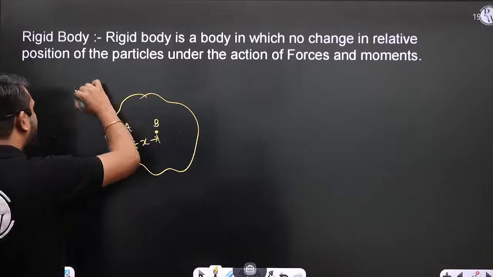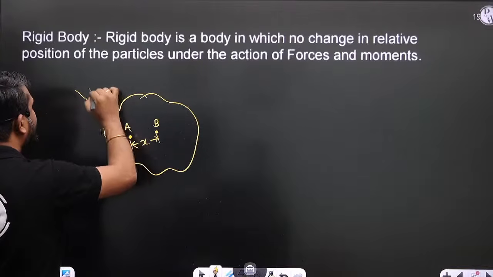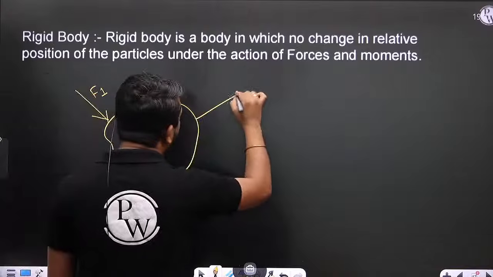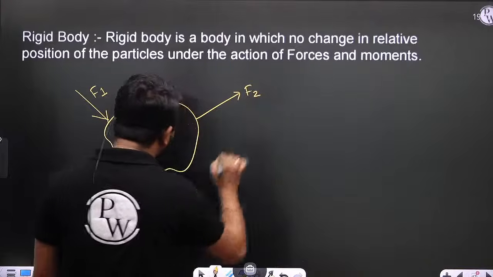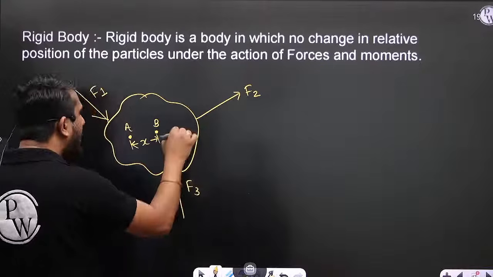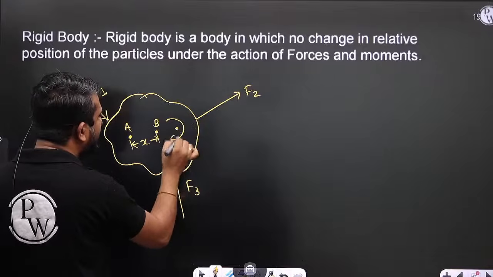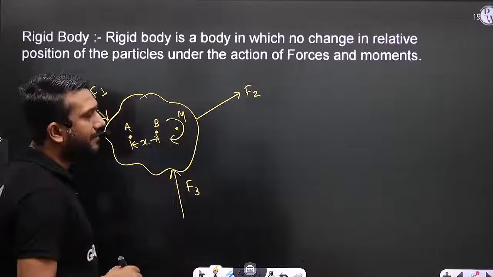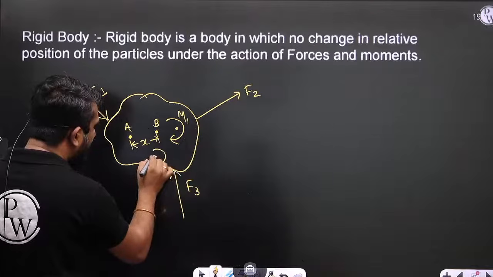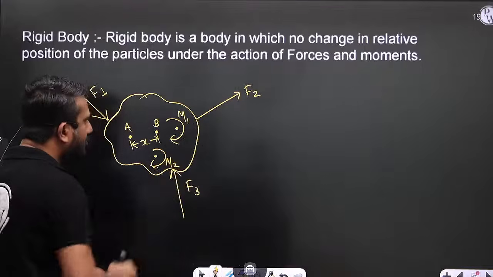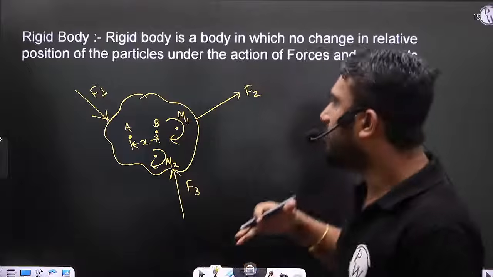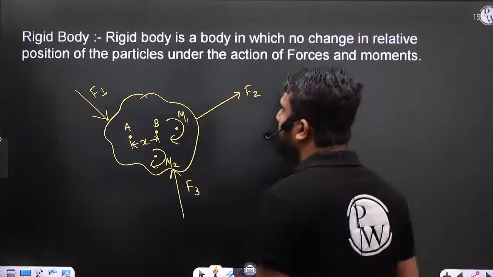Now I am applying the forces. Let us consider this is the force F1, this is the force F2, this is the force F3. I am also applying the moment. Let us consider this is the moment M1. I am also applying another moment, M2. That means this body is subjected to a number of forces and a number of moments.